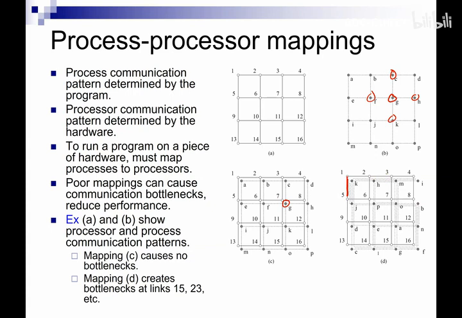Okay, so what we want to look at is how do you determine a good process-to-processor mapping for different types of topologies. Right, so here our topologies are the same. They're both grids, so it's easy to do the mapping. But if you have a different topology, then how do we do this mapping?